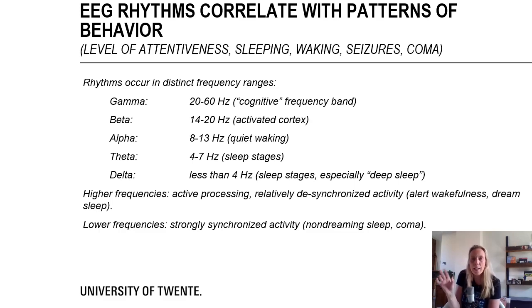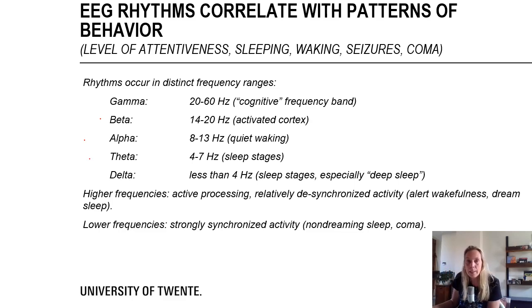Certain frequencies are related to certain states of the brain, and we give them names like gamma, which is connected to 20 to 60 hertz, related to cognitive frequency band. We distinguish beta rhythms, which are 14 to 20 hertz, that belong to an activated cortex, for example, if you engage in mental calculation. Alpha is a pattern that is always in your brain, but it is more pronounced when you're quiet, waking. You can induce it very well if you close your eyes, then you see a lot of alpha.